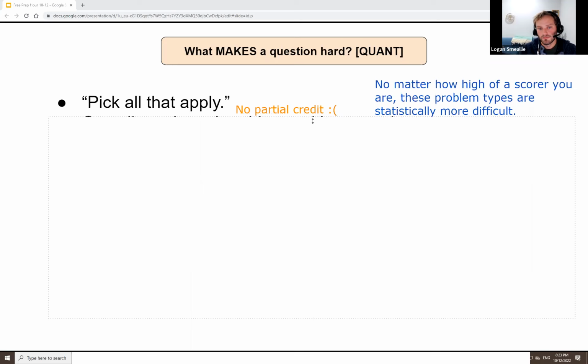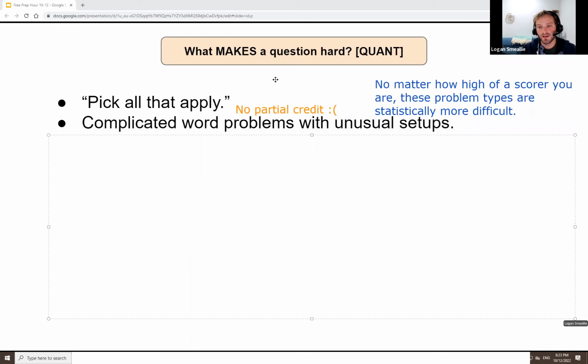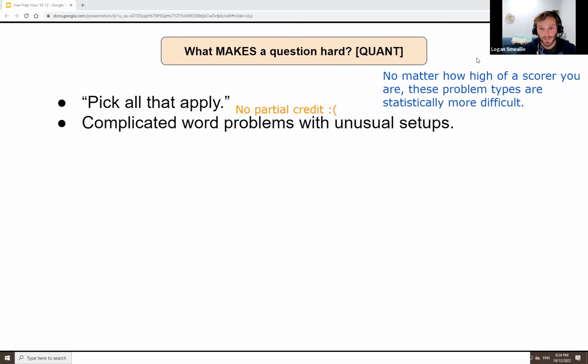The next one. Complicated word problems with unusual setups. Unusual is kind of a vague word, but basically a setup that you can't easily tell right from the get-go. And just a note on this, there's a fine line between what's the most difficult and what's the most time-consuming one. The most difficult questions tend to be more time-consuming.